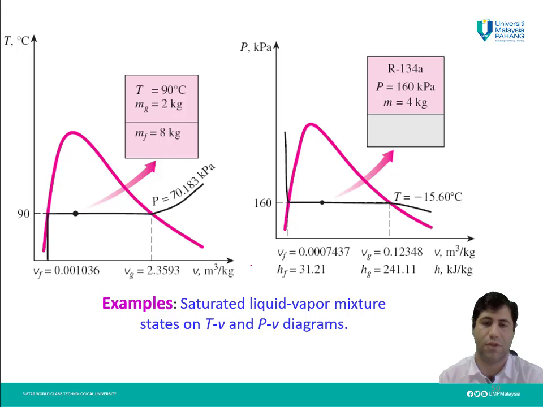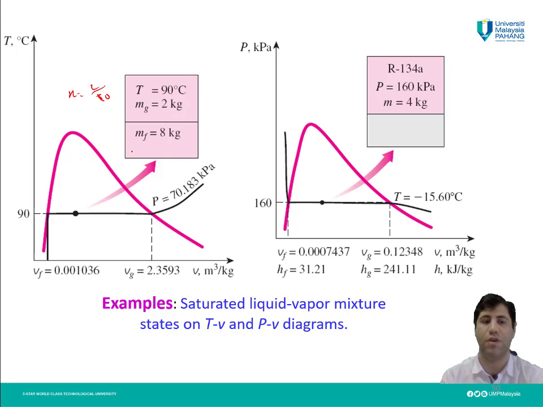And here is just some example of what I told you. Here, for example, we have 8 kilograms of liquid, 2 kilograms of the vapor or gas, and we know the temperature, 90 degrees. So simply by this information, we can calculate x: 2 divided by 10, 2 plus 8.